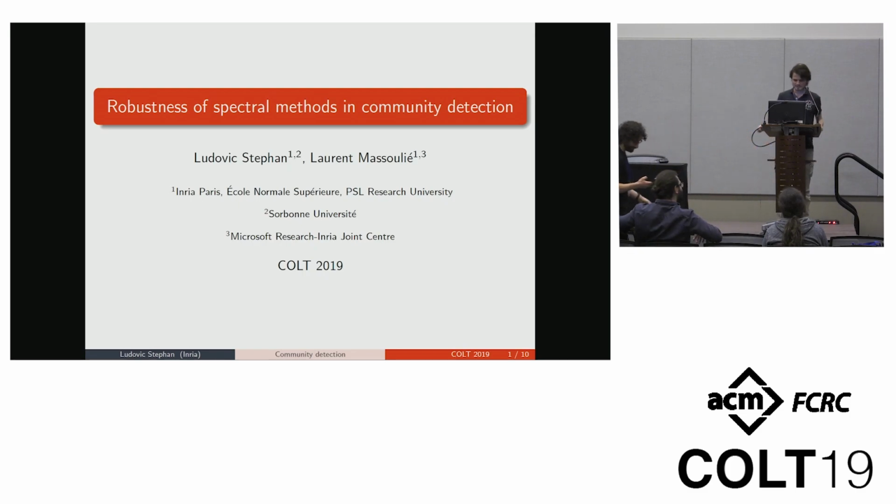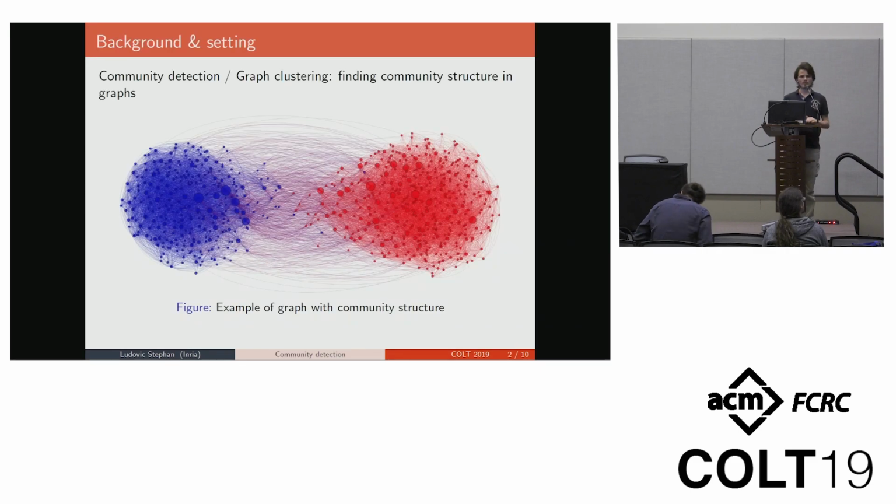It's been a while. So now we're going to be talking about spectral method and community detection. So very roughly, what's community detection? It's just the task of finding community structure inside real-world networks. For example, we want to find both blue and red partitions inside the given graph.